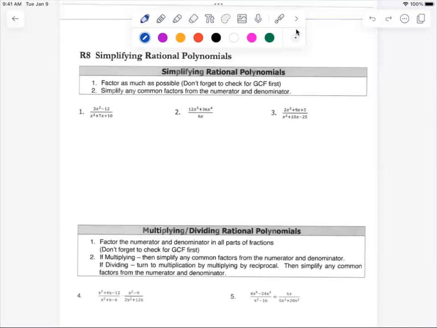In order to simplify, step one is going to be factor as much as possible, including the GCF. And then you're going to simplify any common factors from the numerator and the denominator. There's no equal signs in these. You're not solving, you're just simplifying.